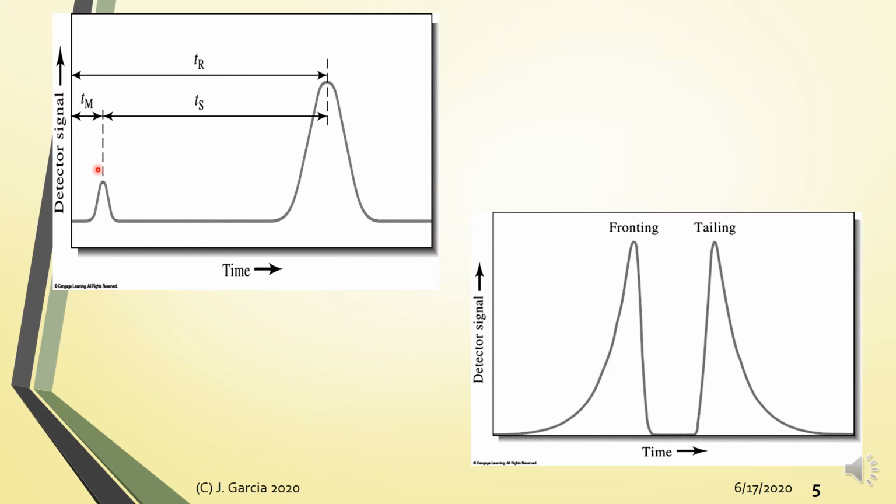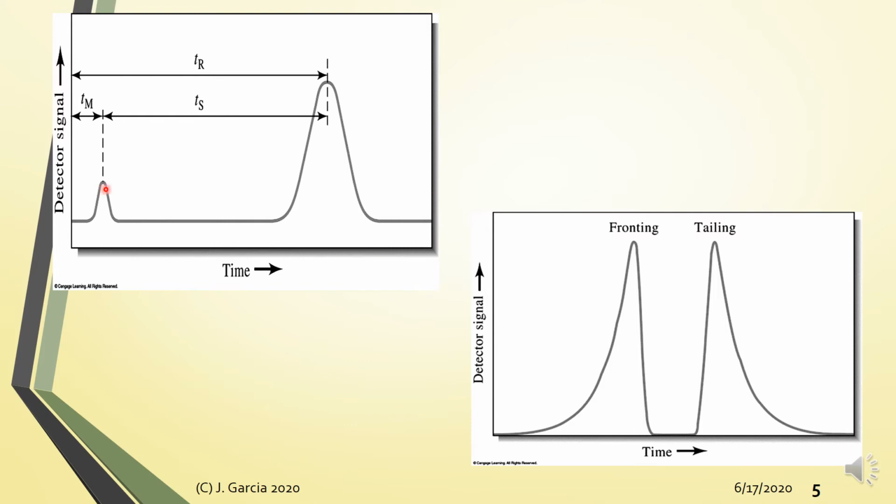Meaning to say, these are components that have no interaction with the stationary phase. So they simply travel along with the mobile phase. Alright? So the void time or dead time actually represents the flow rate, or the average flow velocity or linear velocity, of your mobile phase as it passes through the stationary phase column.